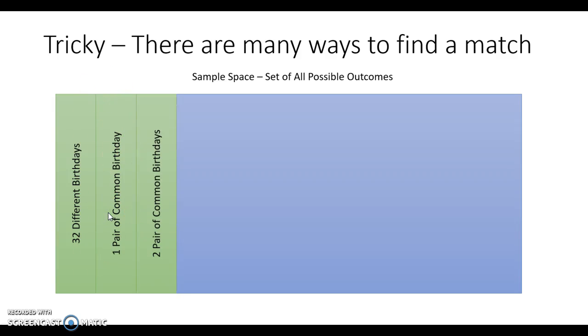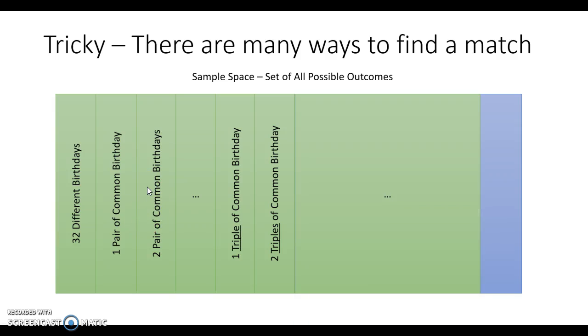Well, what about the possibility that you do have common birthdays, but there are two pairs of common birthdays? Or there is one triple of common birthdays. So maybe people 1 through 29 have no birthday in common, but people 29 through 32 have the same birthday in common. So that's another way to find a match. We didn't say it had to be exactly two people who shared one birthday. We said, what's the likelihood that there's a common birthday. There can be two triples of common birthdays. So maybe people 1 through 3 have June 28th, and maybe people 29 through 32 have April 18th as their birthday. So this goes on and on and on.